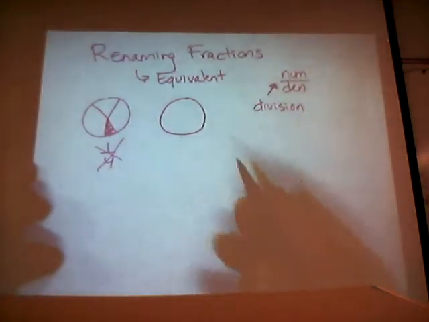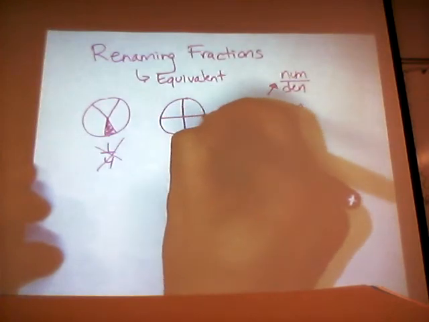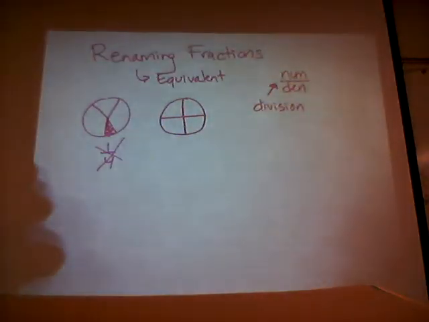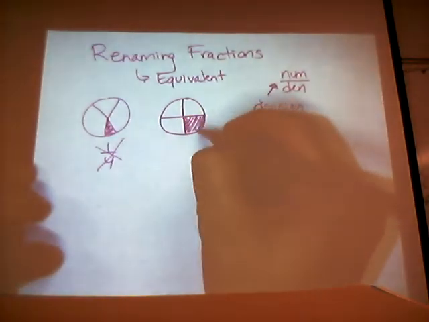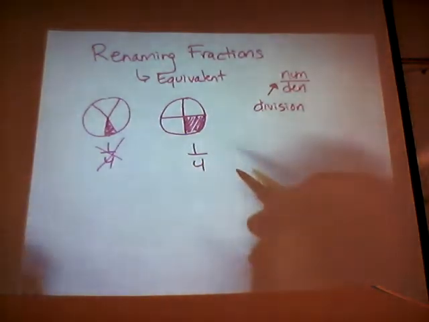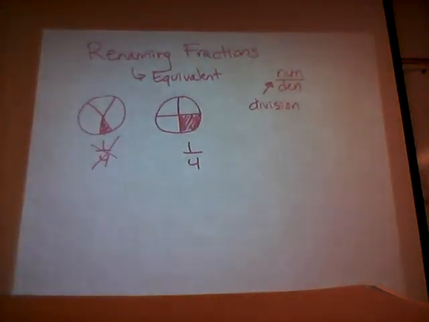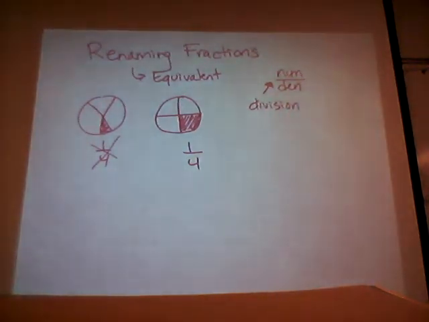So let's pop another pizza in the oven, and when it comes out, let's now break that pizza into 4 equal pieces. Once this pizza is broken into 4 equal pieces and we shade that 1 part, we can now say we have 1/4 of that pizza. Because of this fraction bar, meaning division, and division means that we break something into equal size groups.